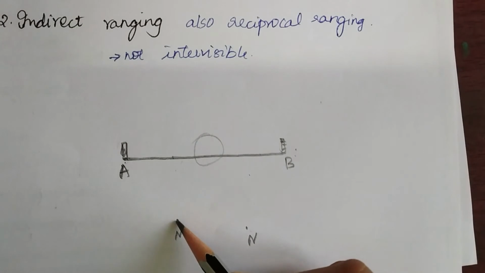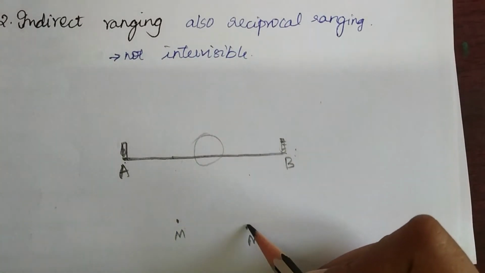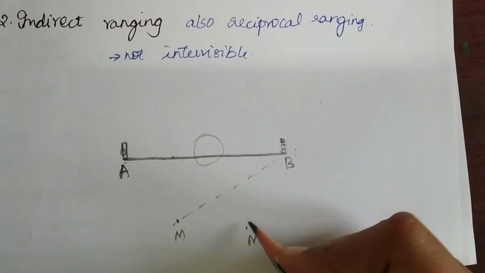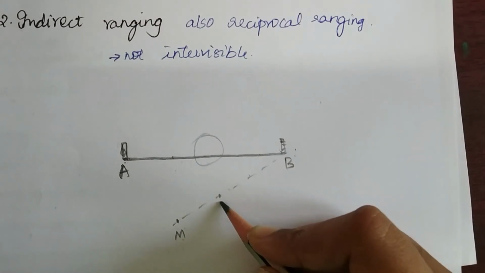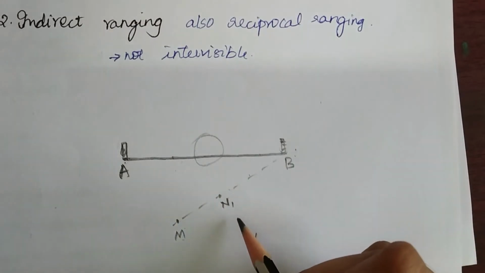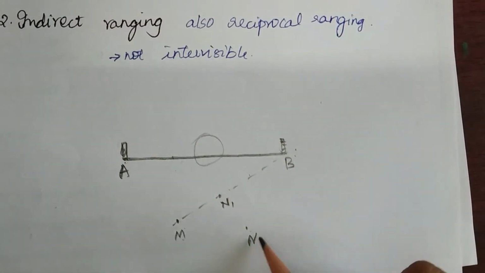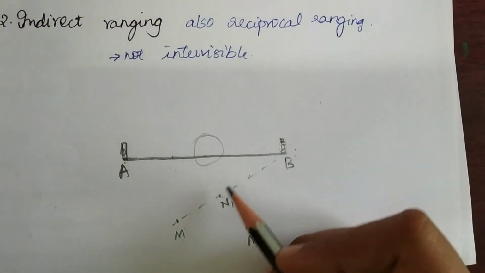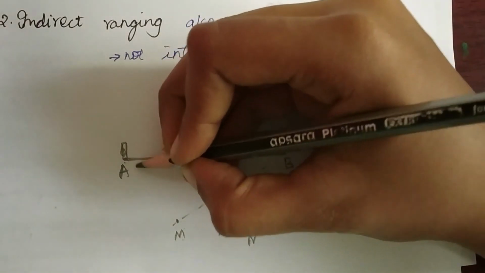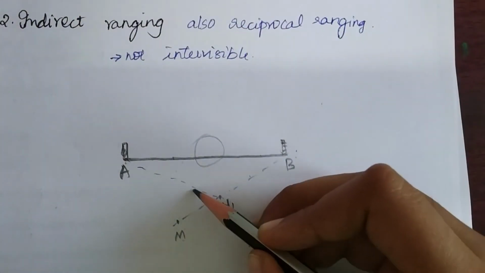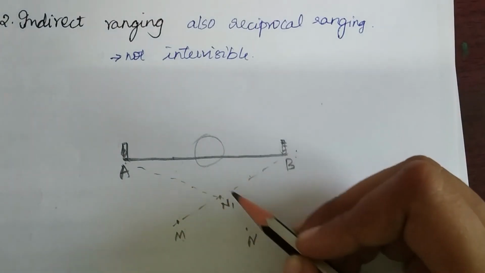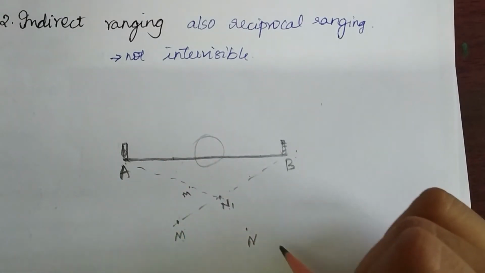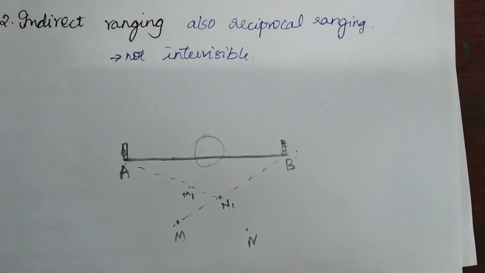So the first step is, from N, I will see B, and I'll bring N to a position such that M, N and B are in the same line of sight. So this is going to be the new position of N. Say let this be N1. So I'm bringing this station to this position. And next step, I will see A from N1, and I will bring M to the position such that N1, M and A are in the same line. Say this is M1. And the same is repeated again.